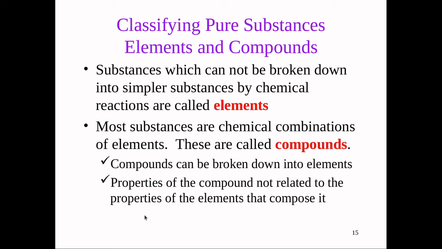So even though we have a fixed number of elements, right, with their properties, we see a whole myriad of different things, that's because once we start to combine them, we can make these compounds that are not necessarily going to resemble at all the elements that compose them.